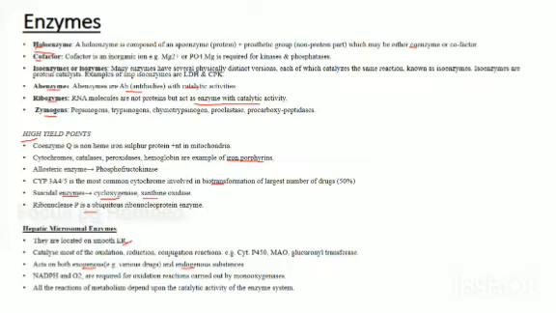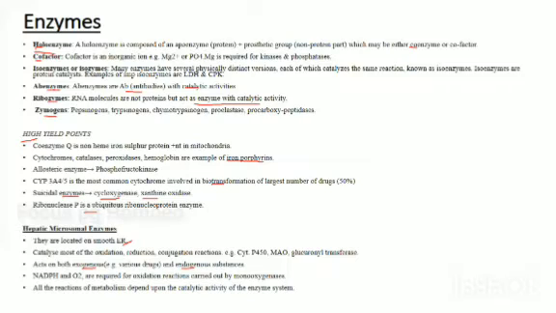Next is ribozymes. These are RNA molecules. They are not proteins, but they act as enzymes with catalytic activities. Zymogens like pepsinogen, trypsinogen, chymotrypsinogen, proelastase, procarboxypeptidase. You all know their function in the metabolism of different structures.